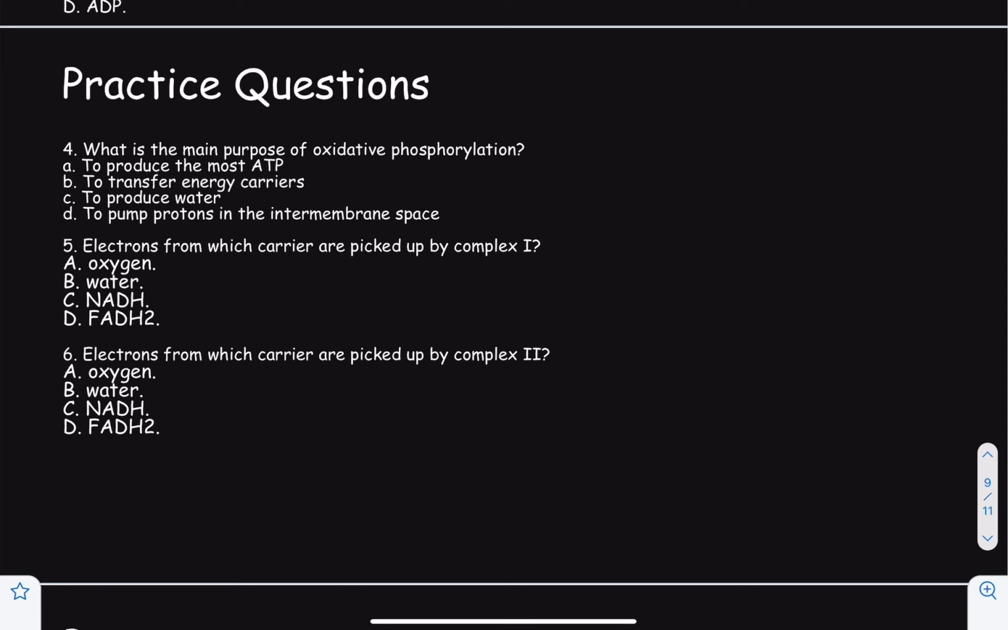4, what is the main purpose of oxidative phosphorylation? A, to produce the most ATP. 5, electrons from which carrier are picked up by complex 1? C, NADH. 6, electrons from which carrier are picked up by complex 2? D, FADH2.